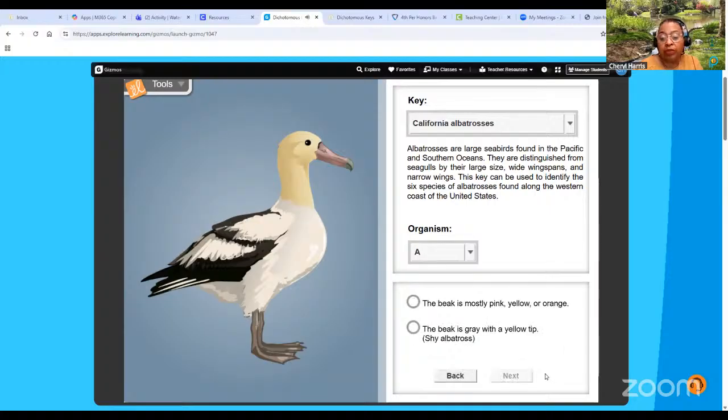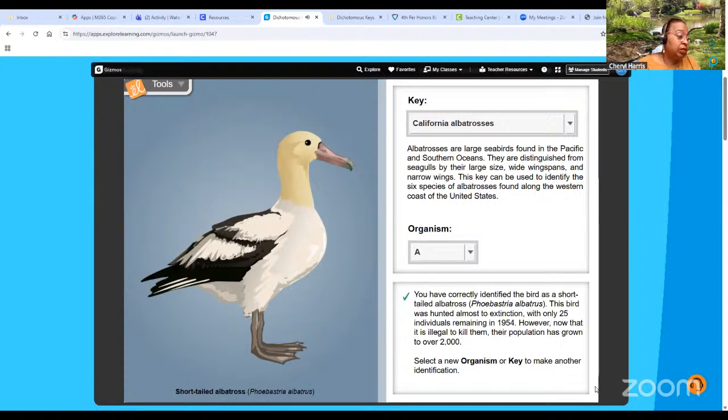And then we look at the next characteristic. The beak is mostly pink, yellow, and orange, or the beak is gray with a yellow tip. Well, it's not gray with a yellow tip. It is mostly pink. So we're going to click on that one and we go next. The head plumage is light yellow, or the head plumage is mostly white. Well, it is yellow. So we want to click on that. And yay, we did it right.